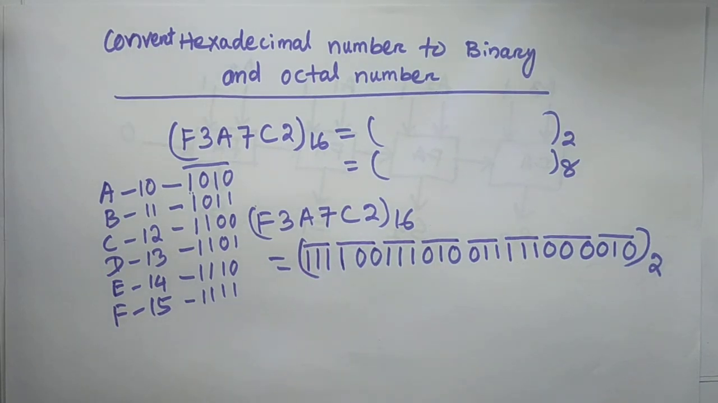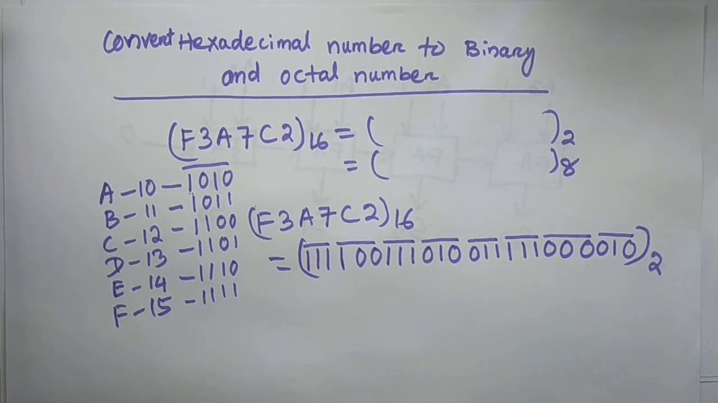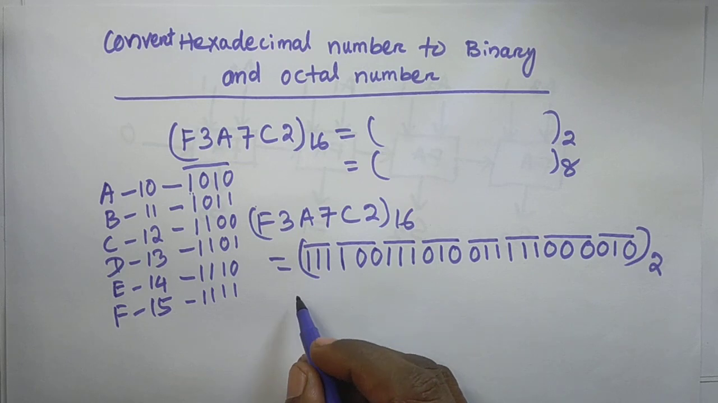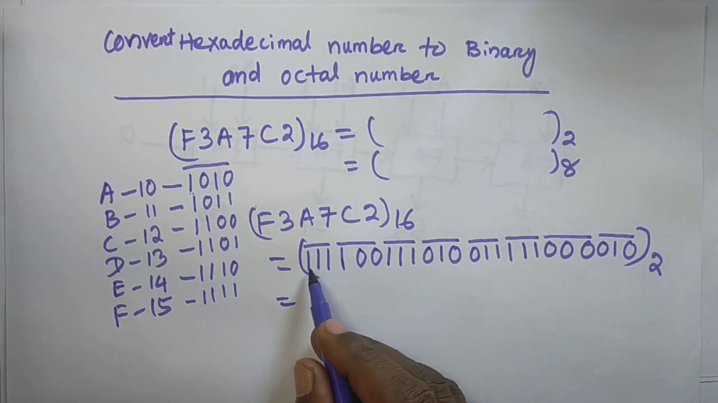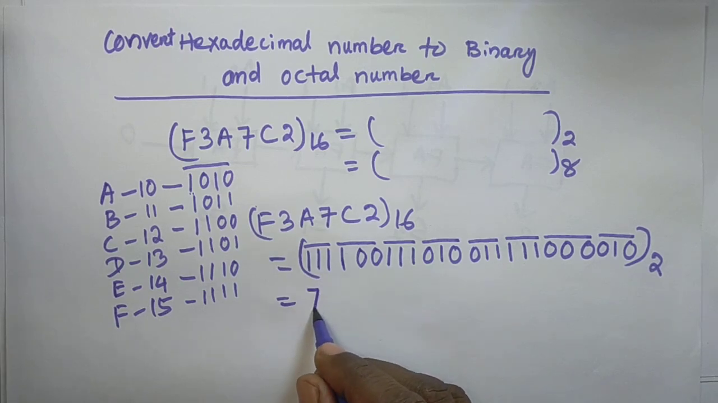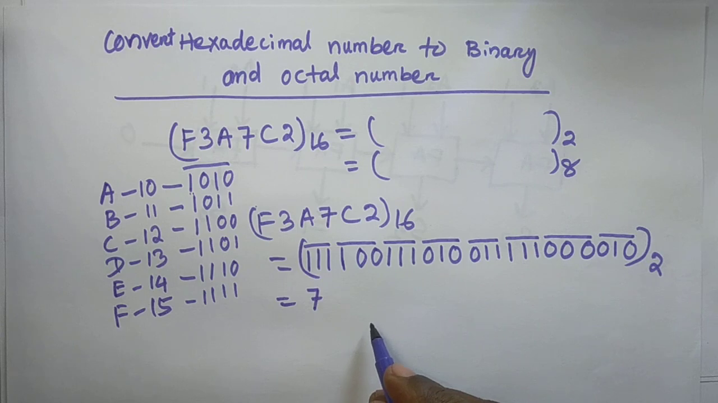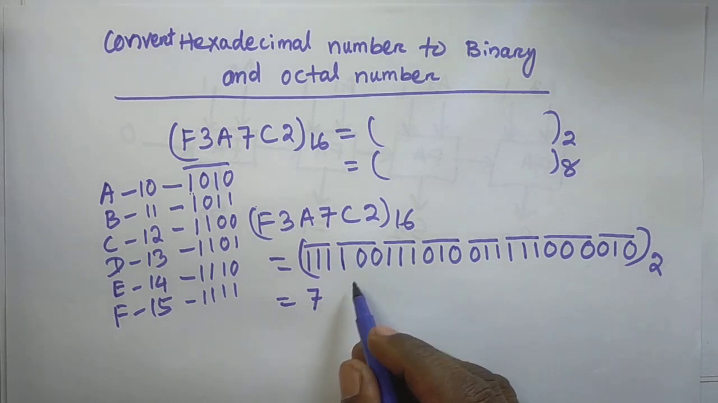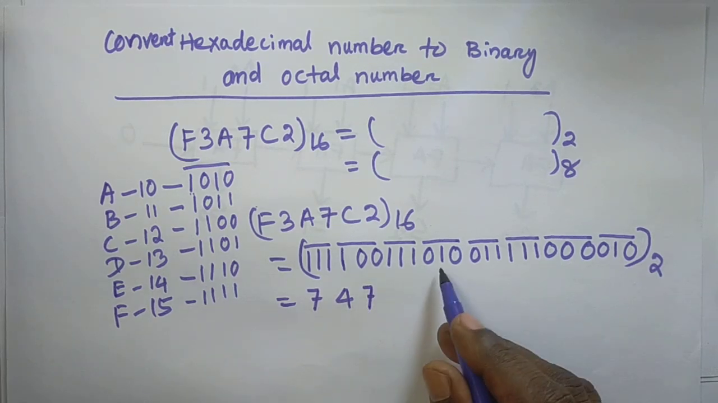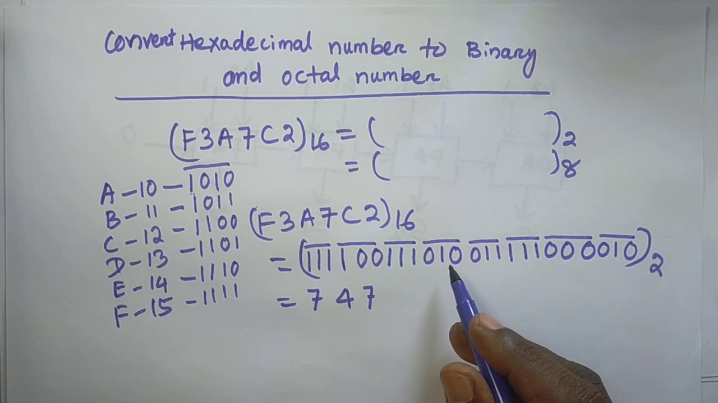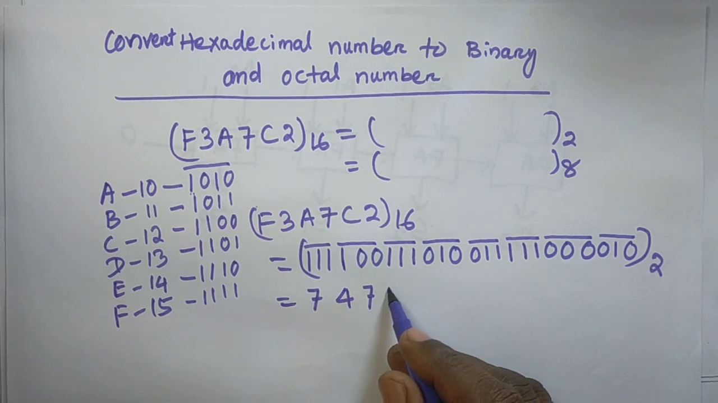Now we have already grouped the binary number into 3-digit groups. Going through these, we convert each 3-digit group. If 111, the number is 7, as you all know, okay. If 100, the number is 4. Again 111 is 7. 010 means 2.